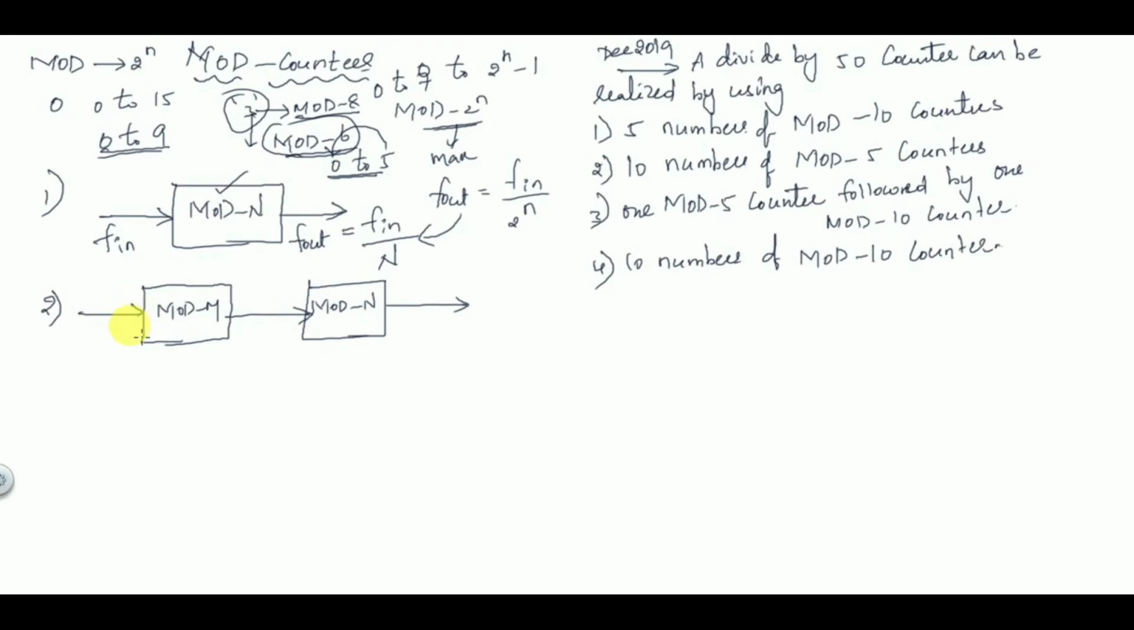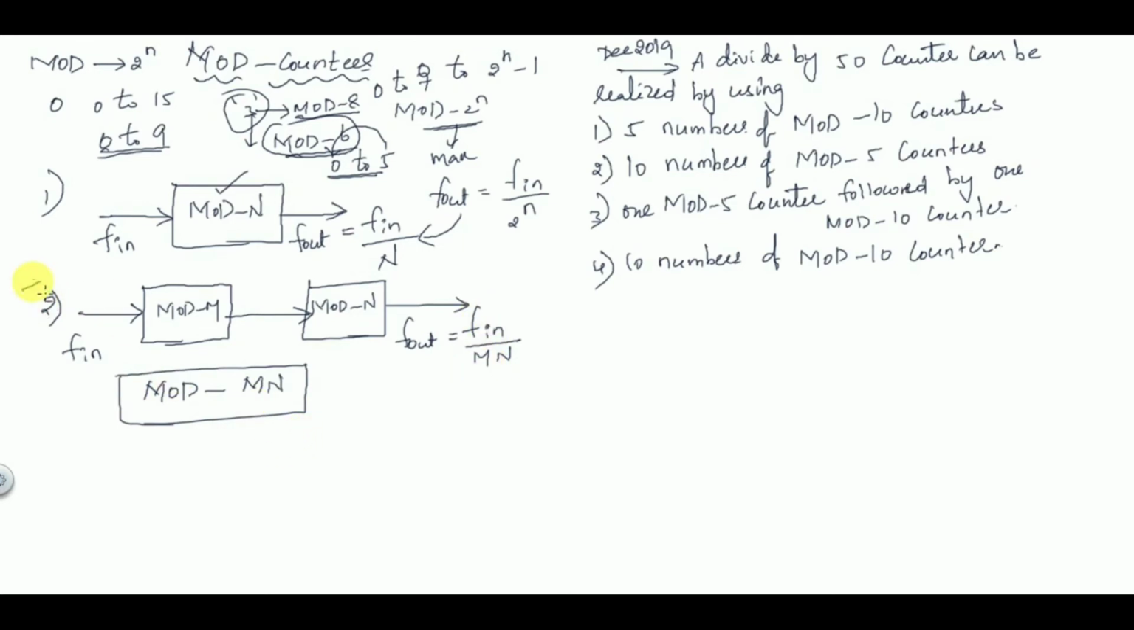Okay, so this is a mod m counter and this is a mod n counter, and fin is the input frequency. So what is the output frequency here? It will be equal to fin by m into n. So the total modulus number is mod mn, that is m into n, and f out is fin by m into n.